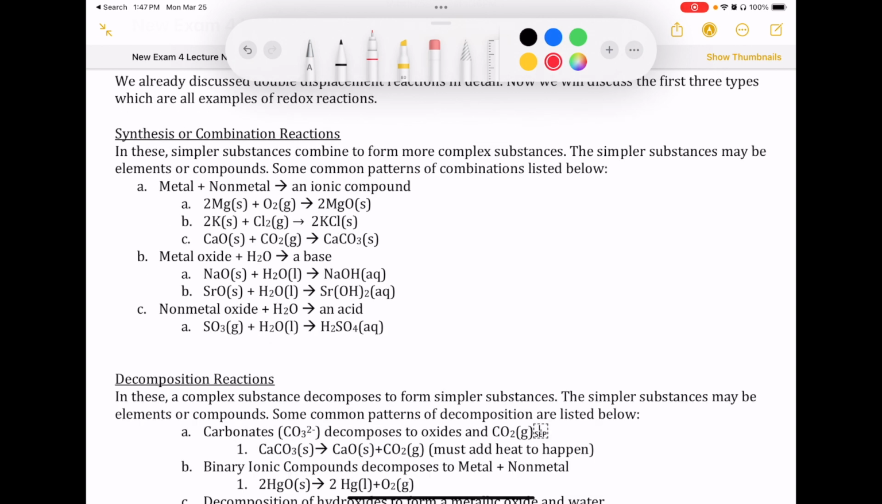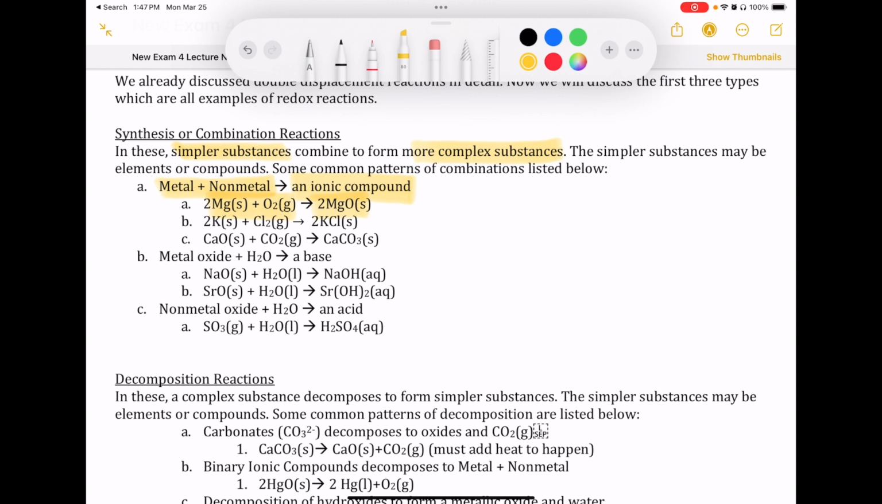In this one, as I just said, simpler substances combine together to form something a little more complex, something that contains more elements. There are several examples of this that you can see. For example, a metal and a non-metal can combine together to form an ionic compound. That was the example we had before when we combined sodium and chlorine to form sodium chloride, but here are some other examples listed here. You have magnesium and oxygen. You burn magnesium and you form magnesium oxide.